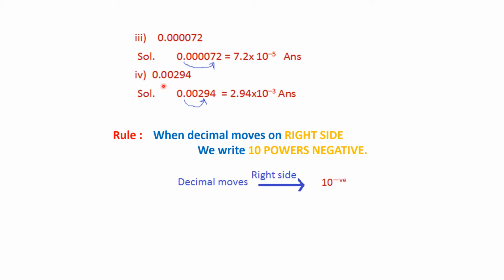Similarly, in this case, 0.00294, we have to move this decimal from here to here, as I have shown with this arrow. So we write 2.94 into 10 power minus 3. Why is this power minus 3? Again the same answer. We have moved 1, 2 and 3 places towards the right side, so we use here negative 10 powers. So this is the simple rule. When the decimal moves on the right side, negative 10 powers will be used. This arrow also shows the same rule in symbolic form.